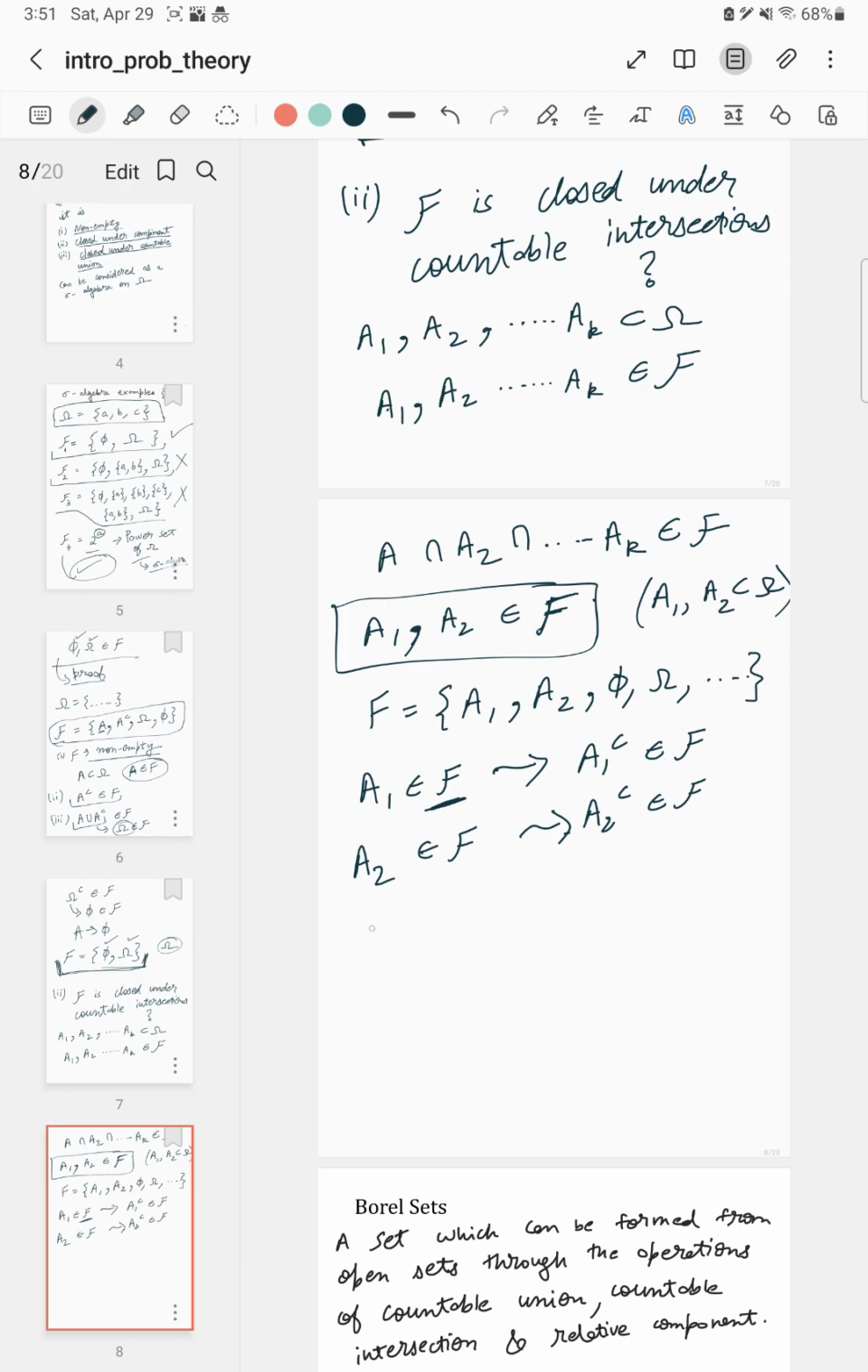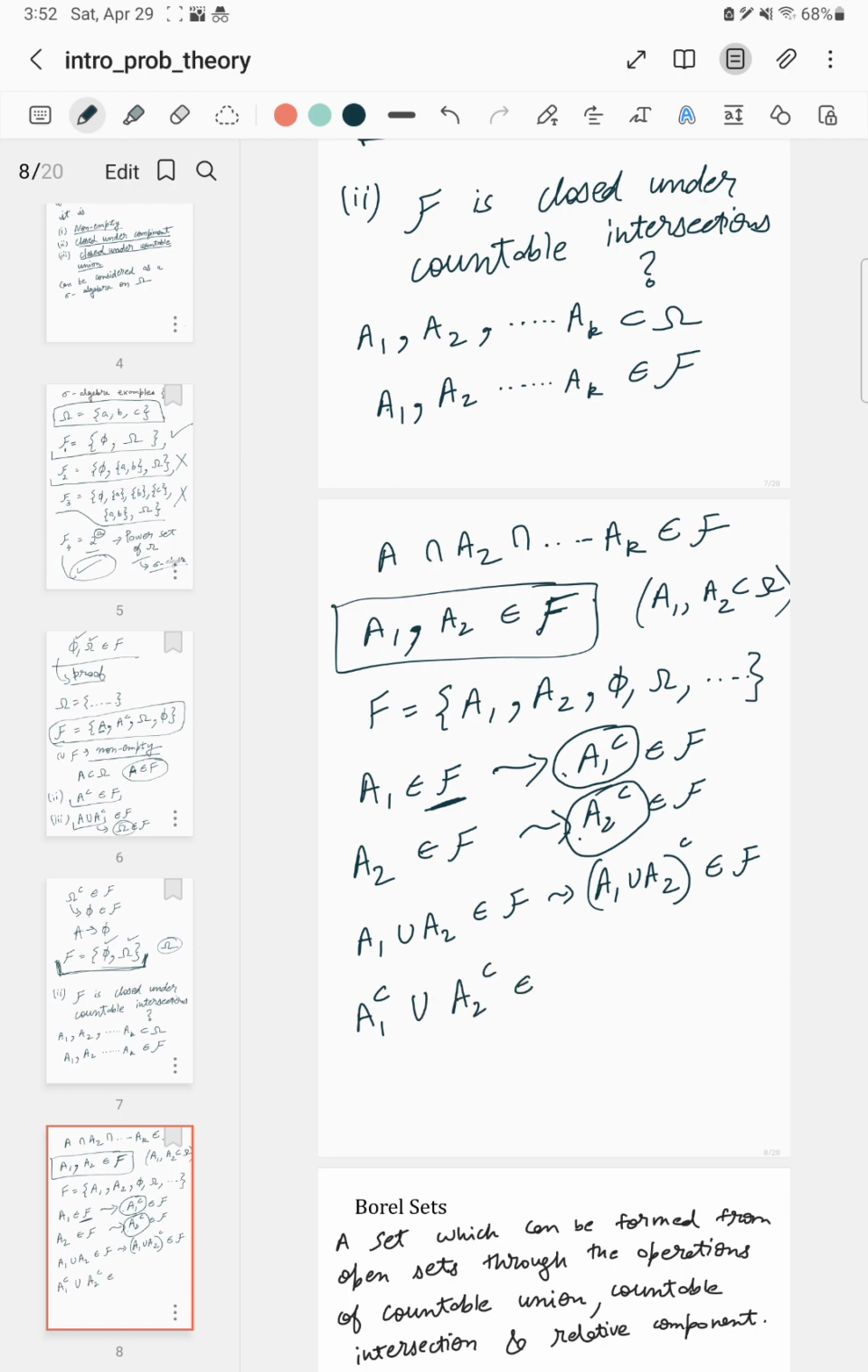And the union of A1 and A2 is present in F. So the complement of A1 union A2 should also be present in F. If you use De Morgan's law, you will know that this is nothing but A1 complement intersection A2 complement. Okay. And similarly, the union of A1 complement and A2 complement should also belong to F, because they follow the third property, closure under countable union. This is nothing but the complement of A1 intersection A2, which belongs to F. And since the complement of A1 intersection A2 belongs to F and F is closed under complement, A1 intersection A2 should also belong to F.